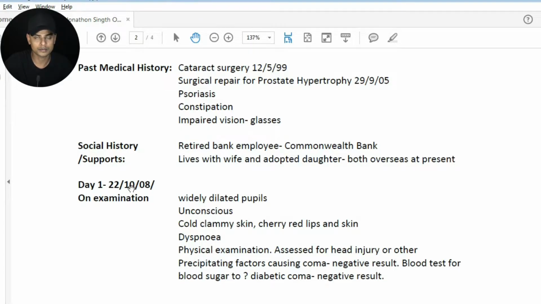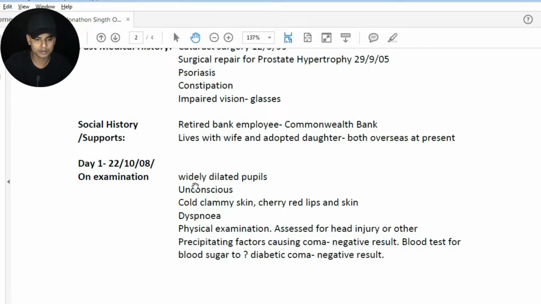Here we can see that the patient was admitted with these issues: widely dilated pupils, unconscious, cold, clammy skin, cherry red lips, and dyspnea. Physical examination did not show any other injuries.